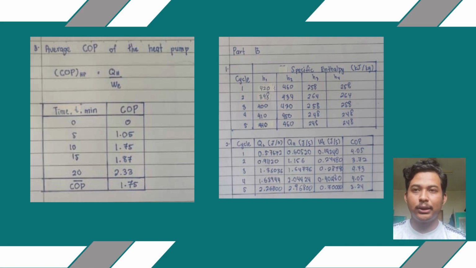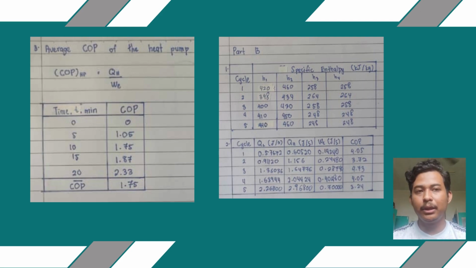So for the third question is find the average COP of the heat pump. COP stands for coefficient of performance. To find the COP, we will use formula COPHP equal to QH, heat transfer in condenser, divided by WE, electrical power consumed in compressor, which is fixed 125 volt. And then from the formula, we can find the COP for 5 minutes, 10 minutes, 15 minutes and 20 minutes, and then divide by 4, and we will get average COP of the heat pump.